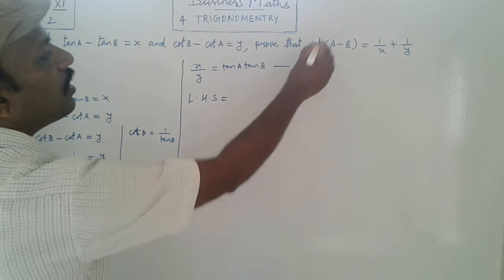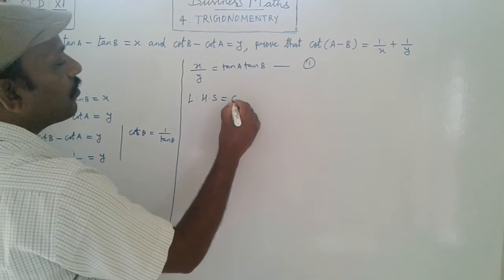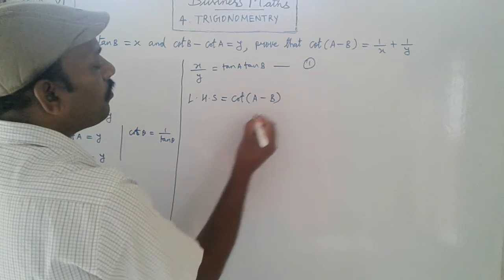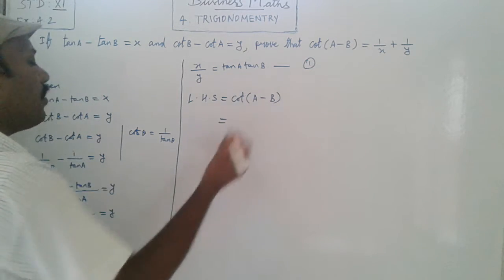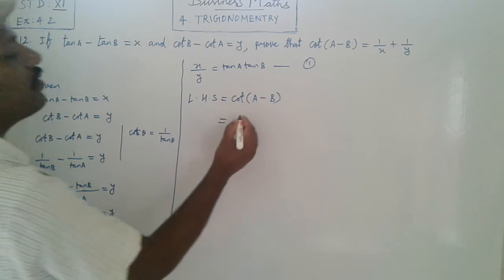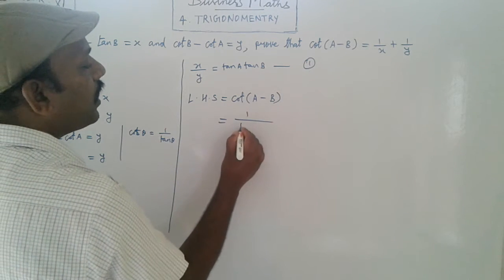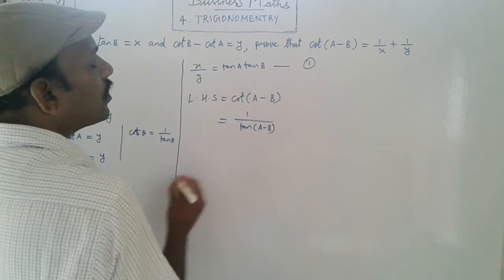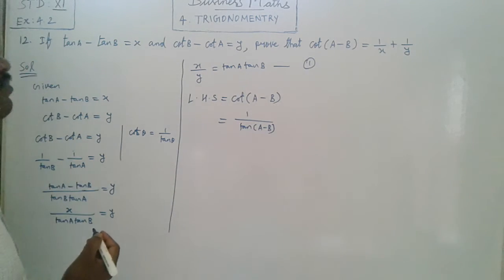LHS equal to cot(A minus B). We should write cot theta equal to 1 by tan theta. Same format we should use: 1 divided by tan(A minus B).